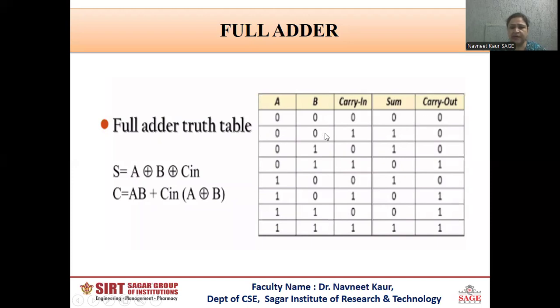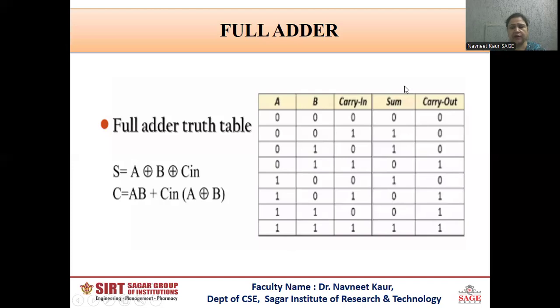Now, if A and B are 0 and the carry input is 1, then we will have sum as 1 and the carry output as 0. Now, suppose A is 0, and B and carry input are 1 and 1, then sum will be 0 and carry output will be 1. Now, if all the three input bits are 1, the sum will be 1 and the carry output will be 1.